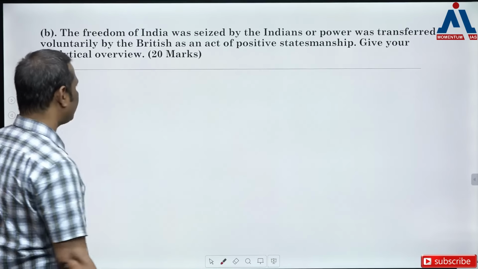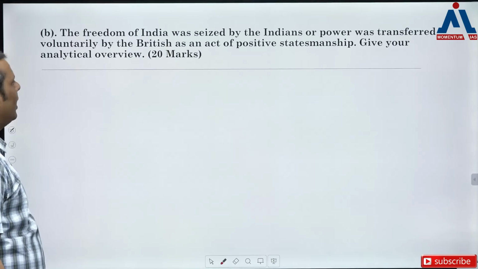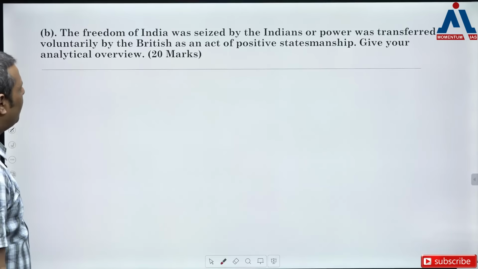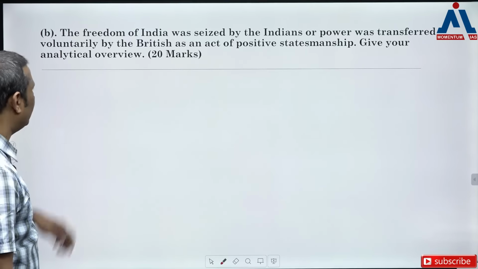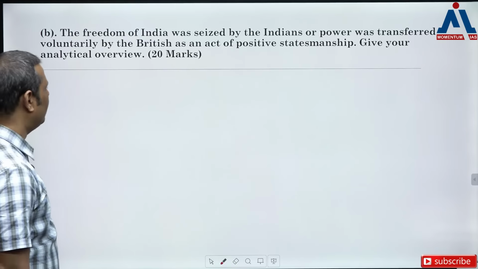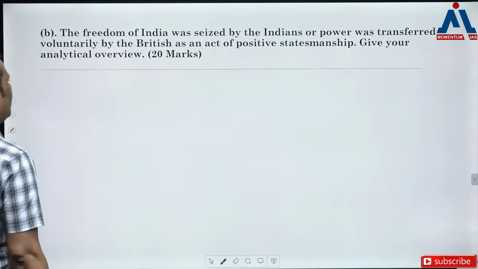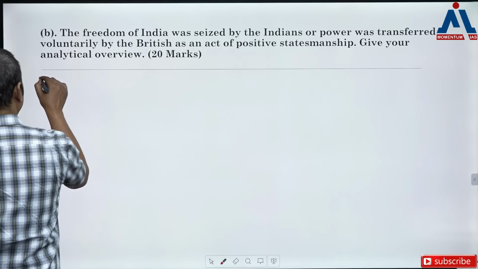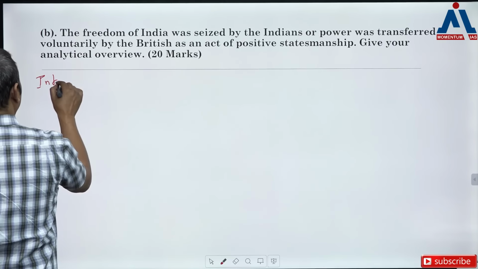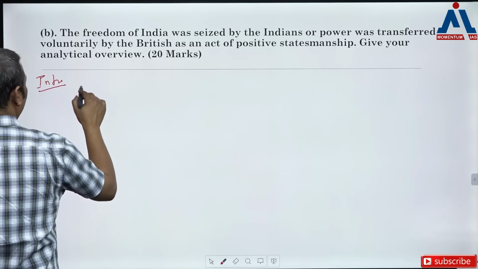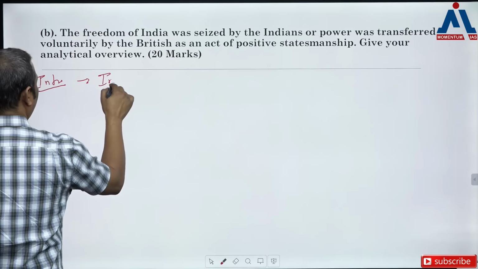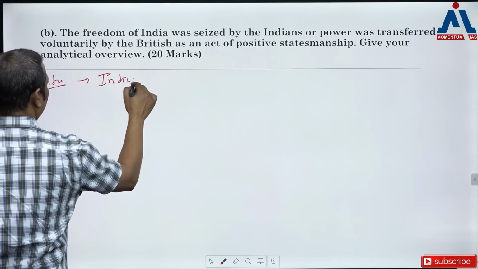Next. The freedom of India was seized by the Indians, or power was transferred voluntarily by the British as an act of positive statesmanship. Give your analytical overview. Now this question is about Indian freedom. So again a very simple question. It's a historiography based question, introduction. So simply write about Indian independence or Indian freedom.